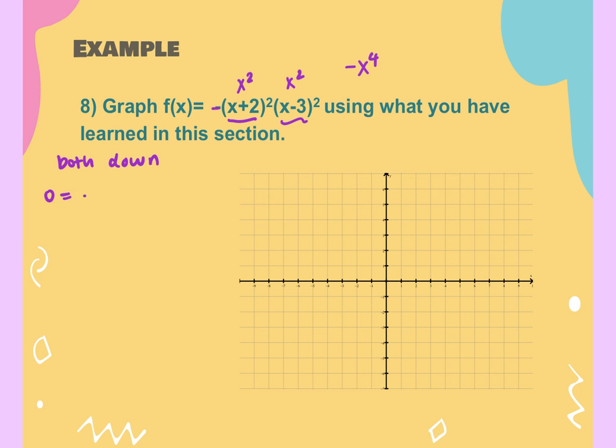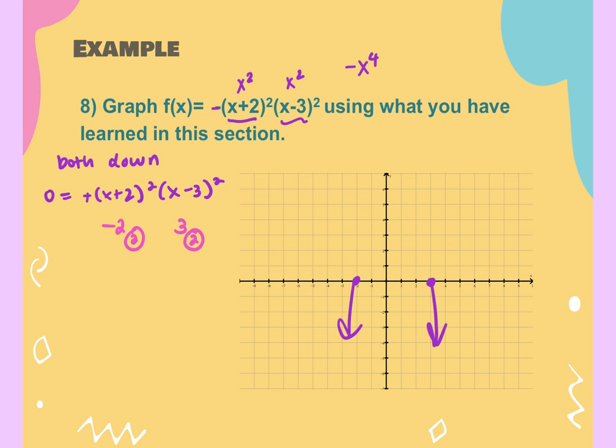I get 0 equals negative (x plus 2) squared and (x minus 3) squared. That negative does not change any 0. I could multiply by negative 1 and it would go away. I get 2 negative 2's and 2 positive 3's. And it bounces at each. So it's going to bounce, go down some point, come back up again, and bounce again at that positive 3.